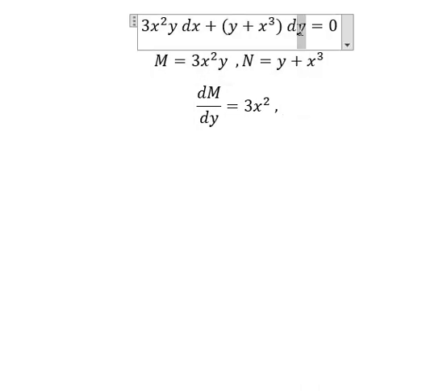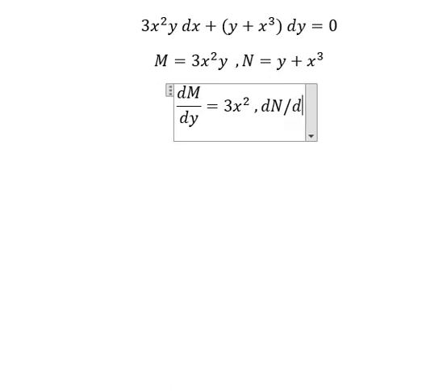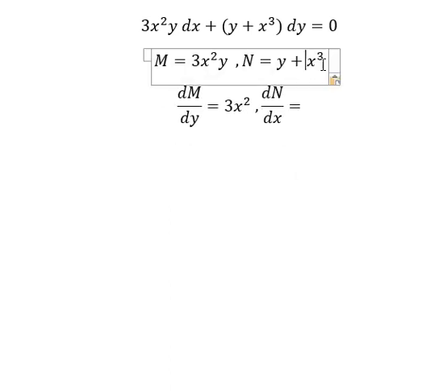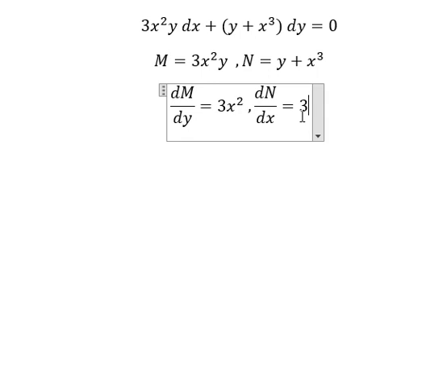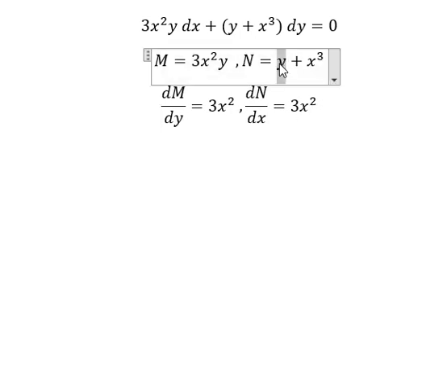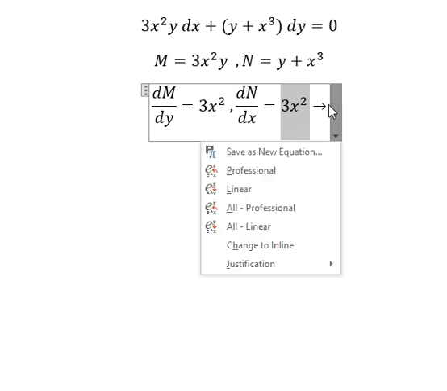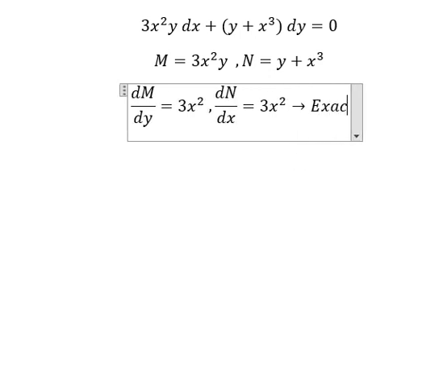We have dy. That means we need to do first the derivative of N with respect to s. So this one we have 3s squared. This one we don't have s, so you got number 0. So we can see that this one and this one, they are same. So that is about exact.